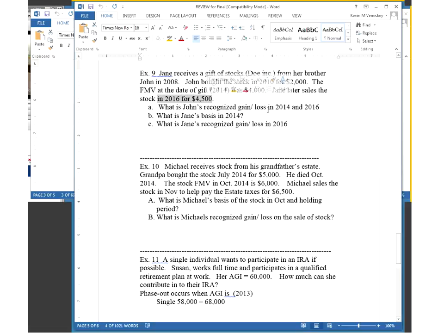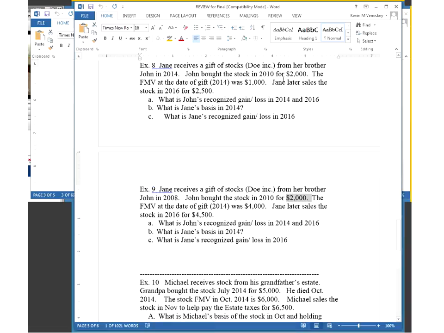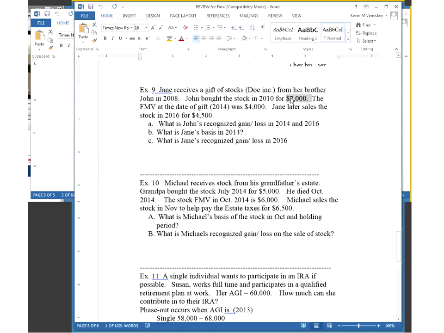John's recognized gain or loss would be 0. The giver doesn't get any recognized gain or loss. Jane's basis, well, we're definitely going to use the $2,000. It's not an iffy, well, what do you want to use? Because you possibly have an unused loss you can take advantage of. When the donor's basis is lower than the actual fair market value at the date of gift, you use the donor's basis because the government doesn't want to lose that gain potential.